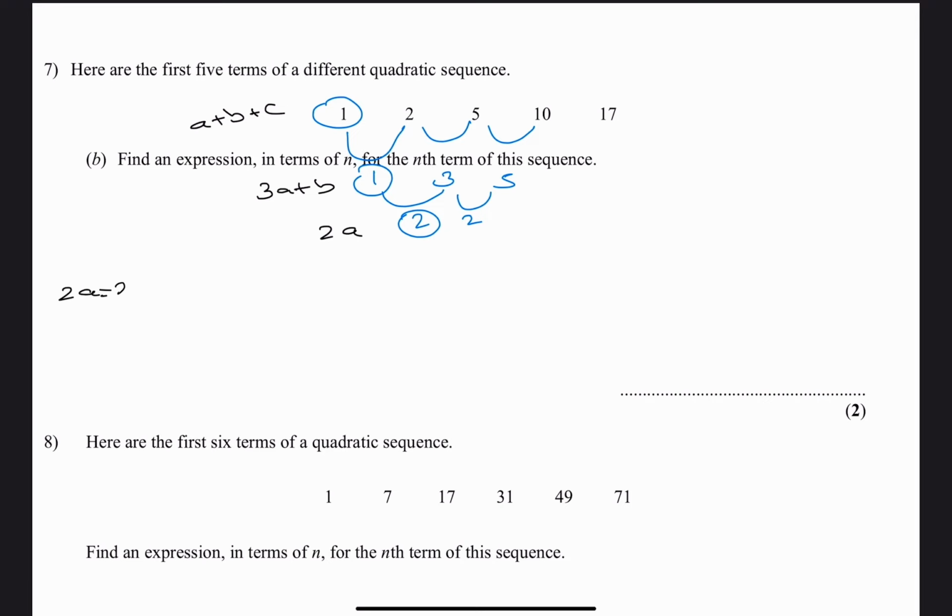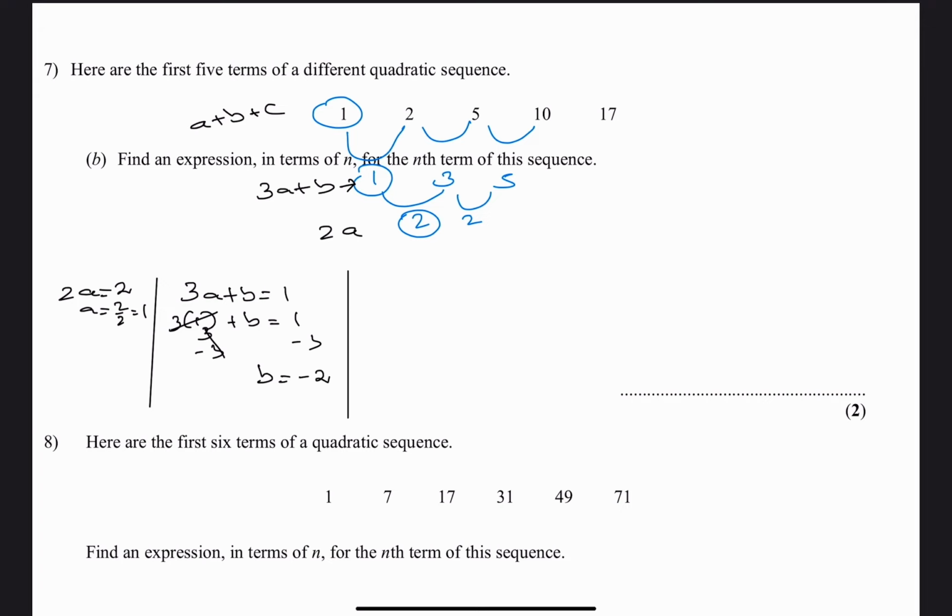2a equals 2. A must be 2 over 2, which is 1. For that, 3a plus b is equal to 1. 3 bracket a, which is 1, plus b equals 1. 3 times 1 is 3. How do we cancel this 3? Minus 3 both sides. That goes away. b is equal to 1 minus 3, which is minus 2.